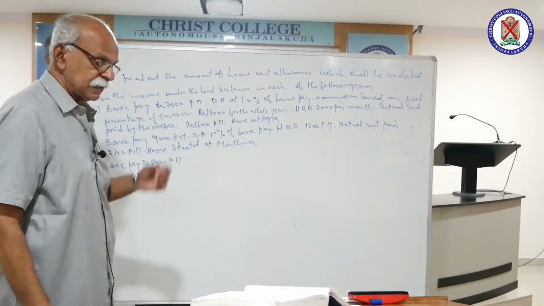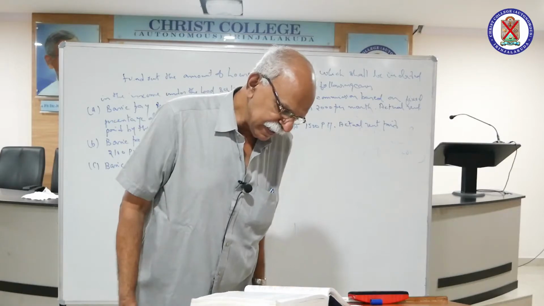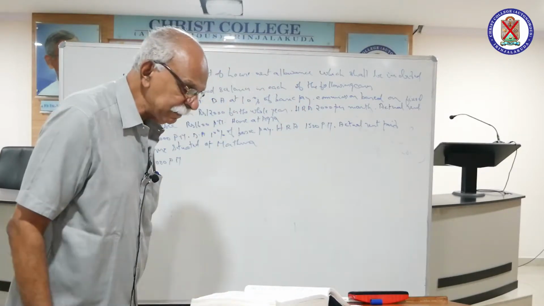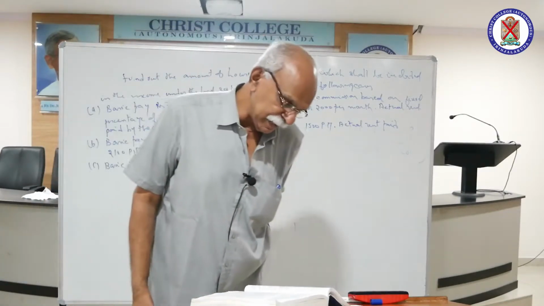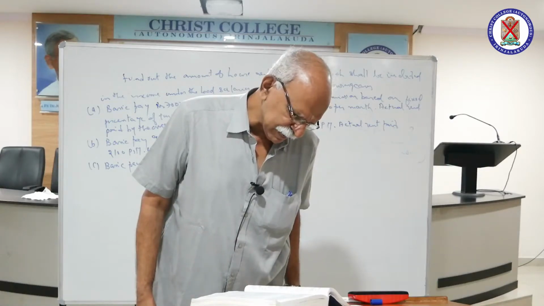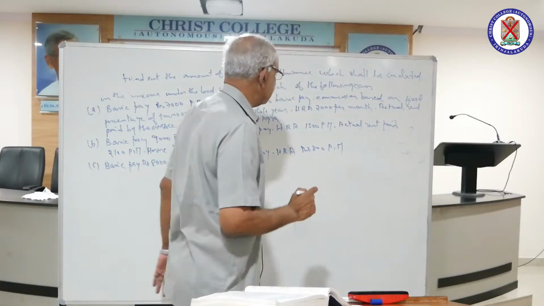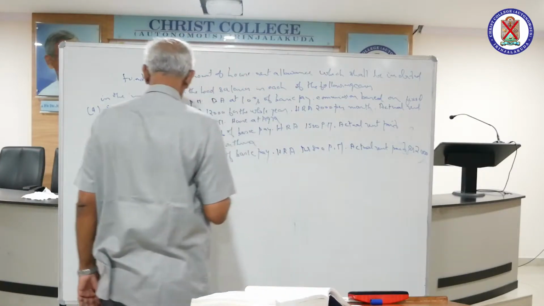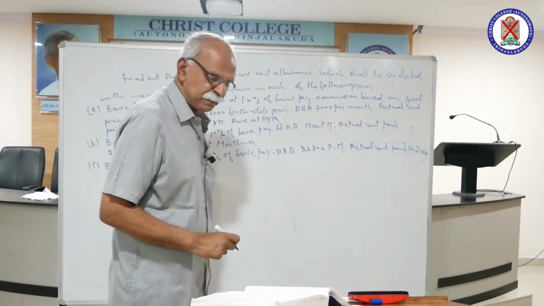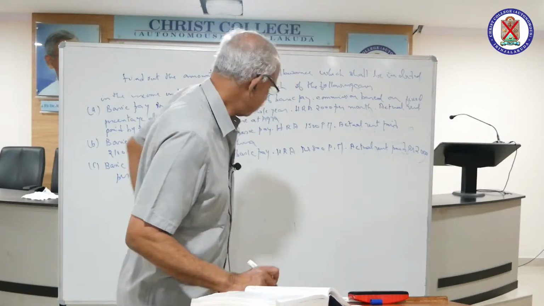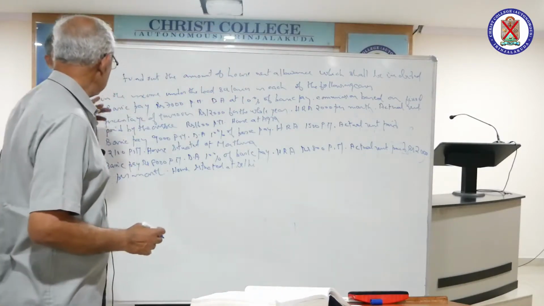C. Basic pay rupees 8,000 per month. DA 10% of basic pay. HRA rupees 800 per month. Actual rent paid 2,000 per month. House situated in Delhi. Yes, three situations.